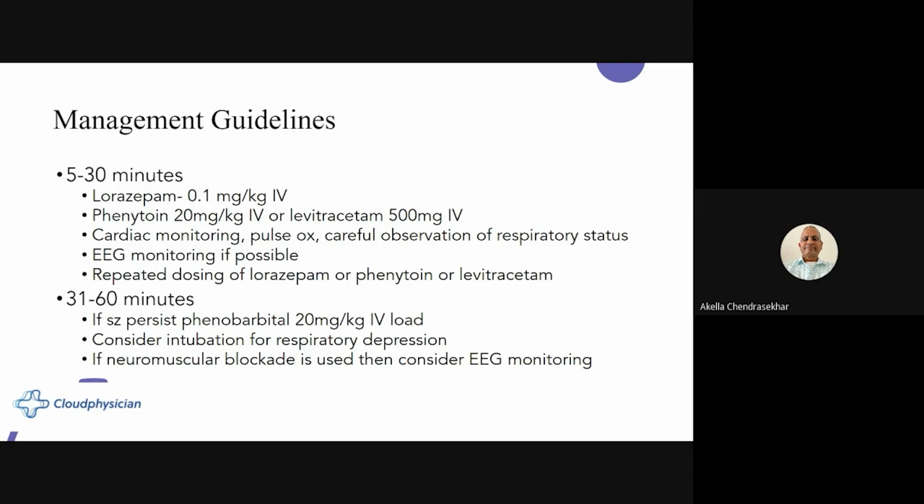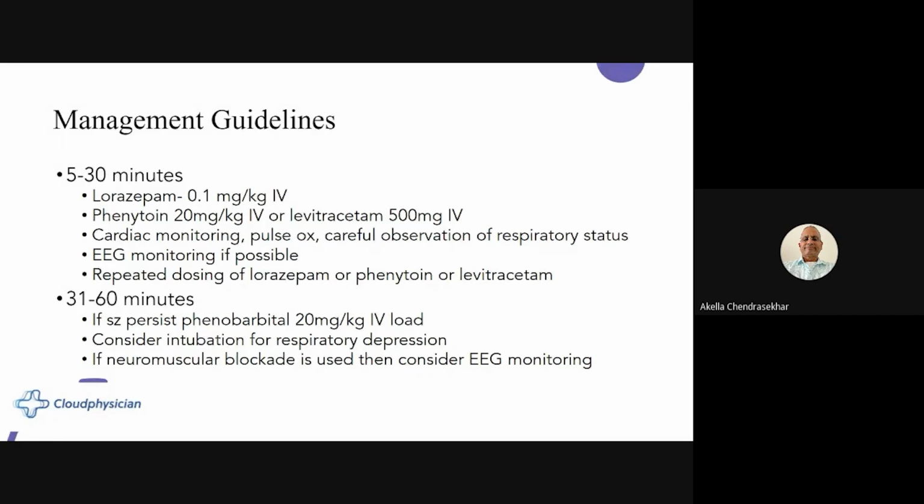If the patient is slowing down their breathing, don't wait for the patient to become apneic. If they're going from 25 to 10 to 5, don't wait for them to stop breathing. Bag them, put NIV, get them intubated. Now, the NIV won't help for very long, but at least it'll buy you some time while you're trying to get the intubation stuff ready. And if you're on neuromuscular blockade, then you need EEG monitoring. You cannot go on neuromuscular blockade unless you have EEG monitoring, because the patient may be seizing underneath and you won't know.